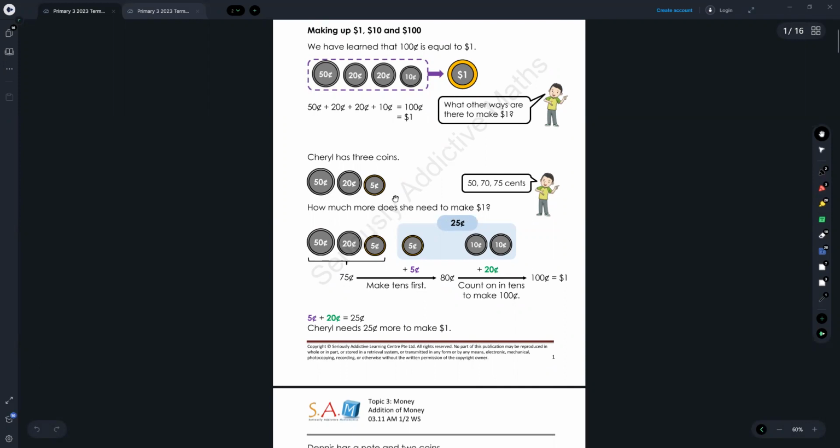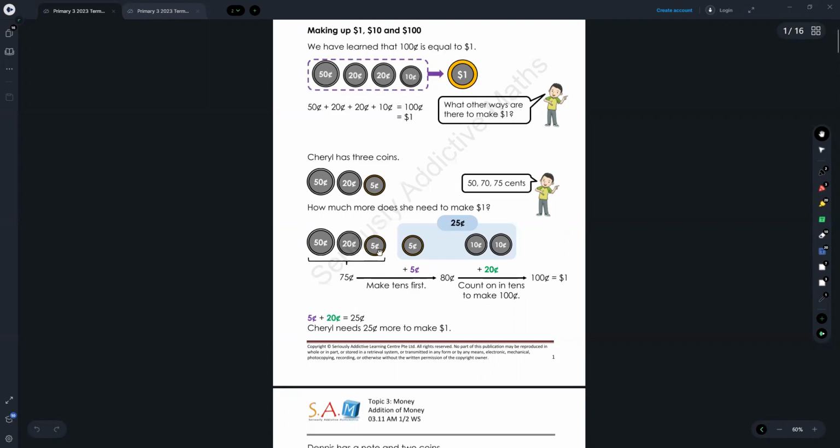So they have to count how much money first. As per normal, we usually count from the highest denomination to the lowest, right? So 50 cents, 70 cents, 75 cents. Now, in order to get $1, how much does she need? So they have to write it out somewhere. So this is the working. It's a bit tedious, but they have to learn this method.